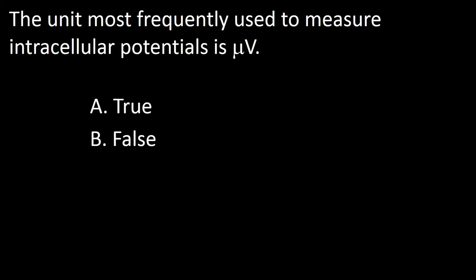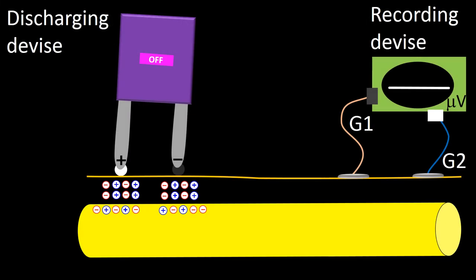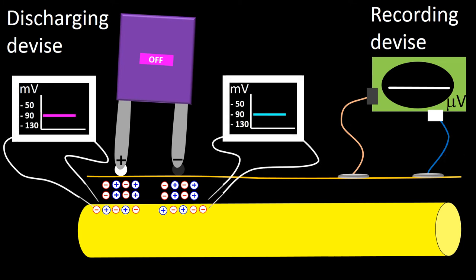Next question. The unit most frequently used to measure intracellular potentials is microvolt. True or false? I think by now you're familiar with this figure. I will add to it two recording devices for cone determination. At rest, the inner surface of the axon below the anode and the cathode are negative, that is minus 90 millivolts.